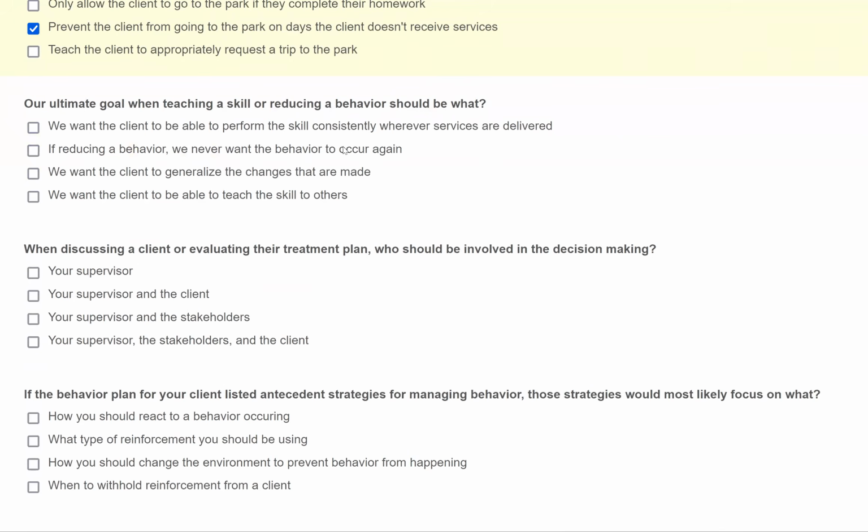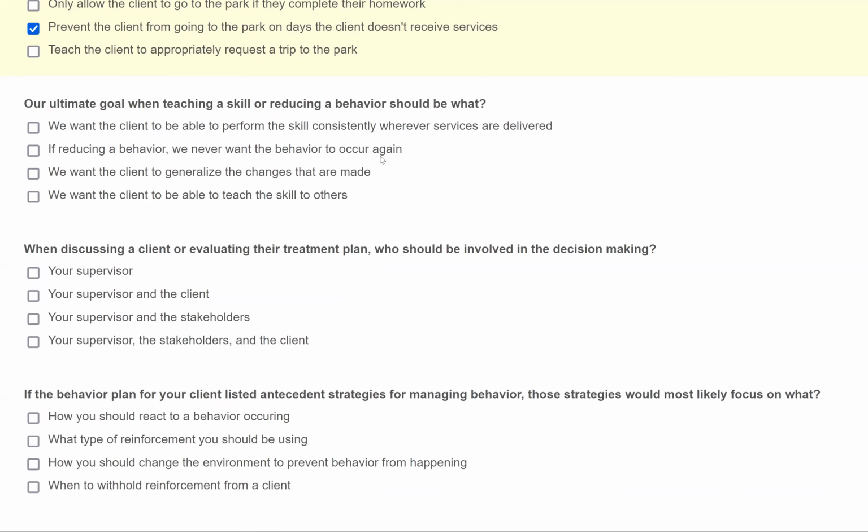Our ultimate goal when teaching a skill or reducing a behavior should be what? So whenever you hear final goal, ultimate goal, what is our priority, right? We need to start thinking one thing, and that's generalization. Everything we do, whenever we reduce a behavior or teach a skill in this clinic environment or this home environment, this controlled environment, what we need to be thinking about is what happens when this learner leaves our controlled environment? Are they still going to be able to do the skill? Will that behavior still be decreased? If not, we're not generalizing and we're not being effective.